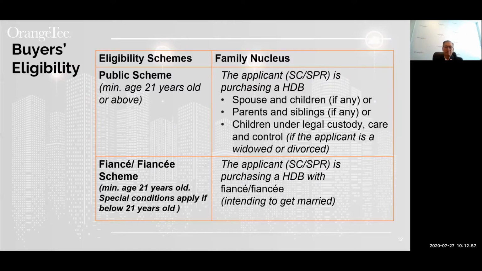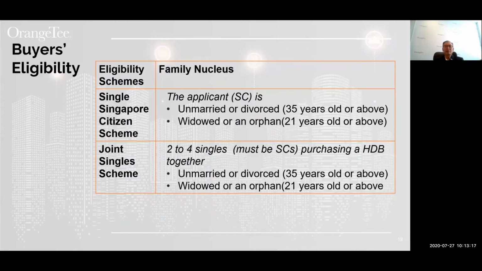The intention to get married, but they haven't gone for ROM. They still can buy, but they need to submit their documents, all right? When collecting the key, they need to show that they're already ROM, or they have a letter from the ROM showing they are going to register on a certain day, and HDB will accept it, all right?